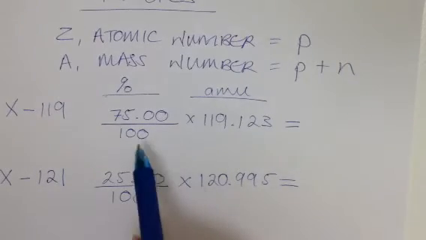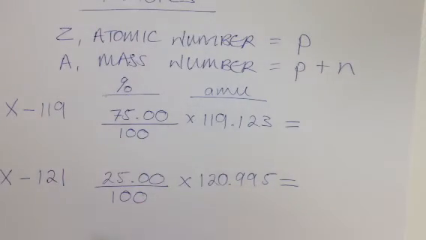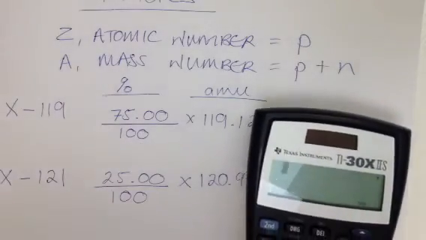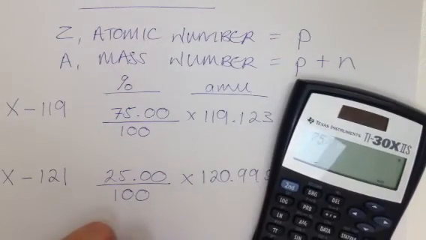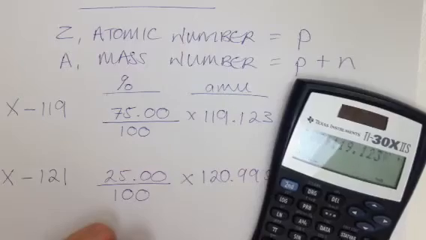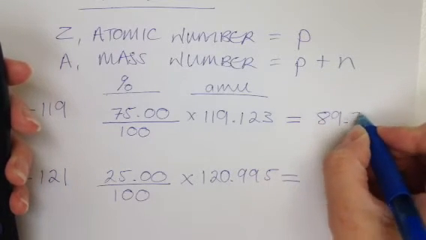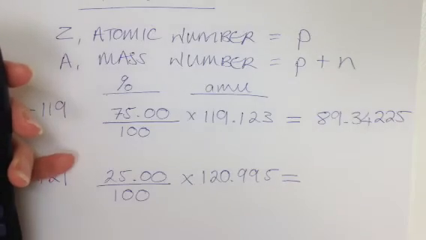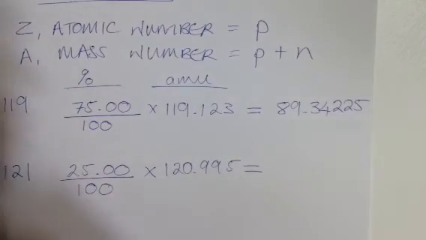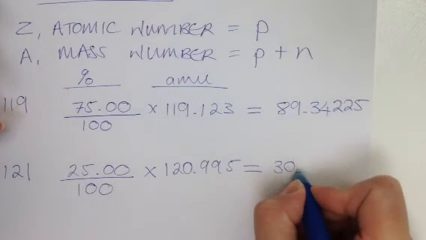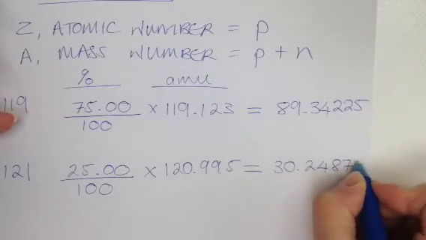Okay, so percent means divided by 100. Of is a multiplication, so if we plug that into our calculator, I'm going to do that right now. We've got 75 divided by 100 multiplied by 119.123 equals, and I'm going to write down the whole number, we'll talk about rounding in a minute, 89.34225. You see that? And then this one, we'll do 25 divided by 100 multiplied by 120.995 is 30.24875.